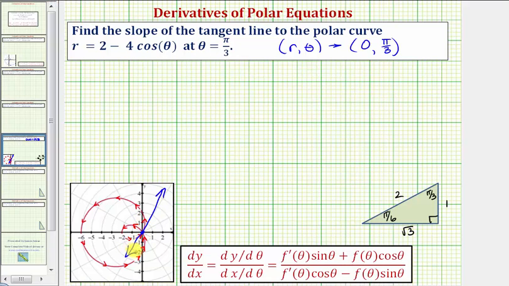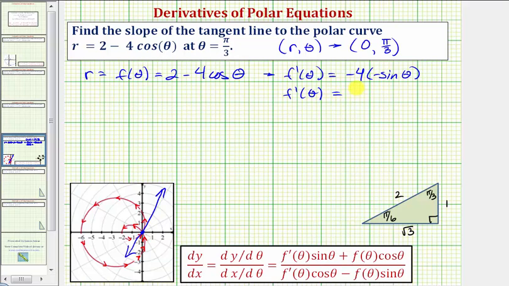So to find the slope of this tangent line, we'll find dy/dx and evaluate this at theta equals pi over 3 radians, where r equals f of theta, which is equal to 2 minus 4 cosine theta, and therefore f prime of theta is equal to, well, we'd have 0, and then negative 4 times the derivative of cosine theta, which equals negative sine theta. So f prime of theta is equal to positive 4 sine theta.